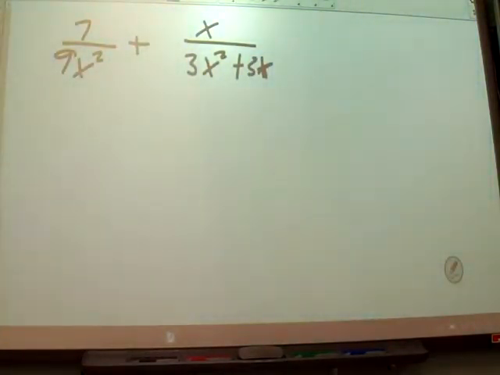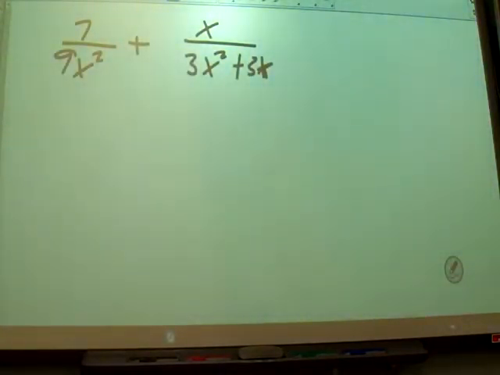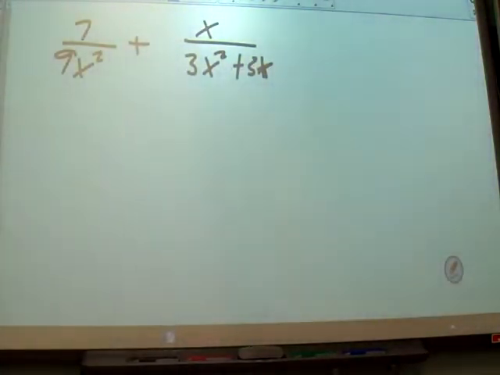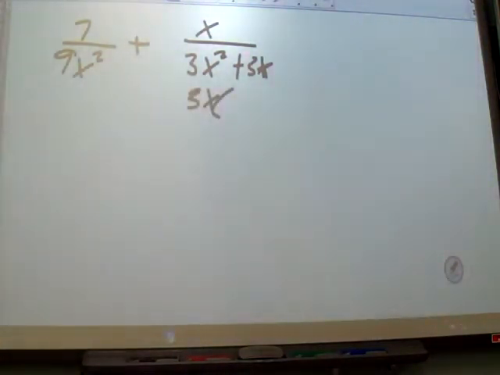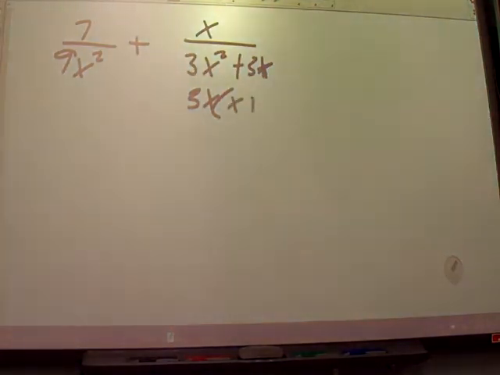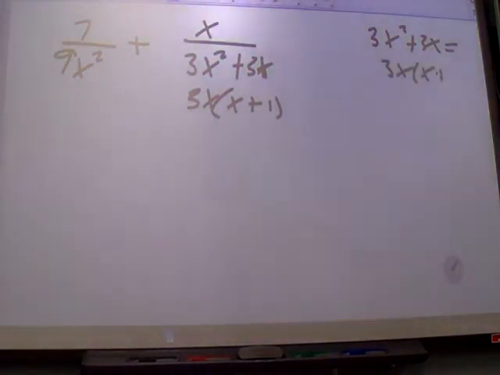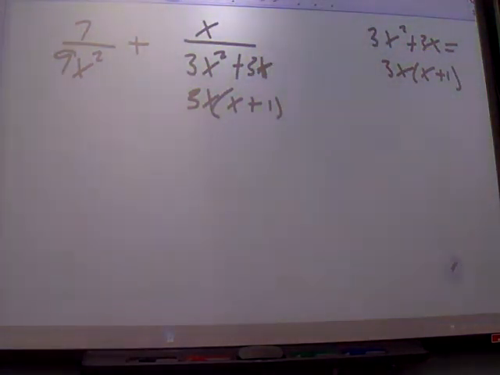What's the first thing you're supposed to check for every time we factor? It's got some initials. GCF. What's the GCF of this denominator? 3x. Very good. So if I take a 3x out of that, that would leave me with an x plus 1. So what we've said, I'll write it over here on the top side, is that 3x squared plus 3x is the same as 3x times x plus 1. I just factored that, right? Took the GCF out. You don't have to write that down, I'm just showing you what we've done so far.